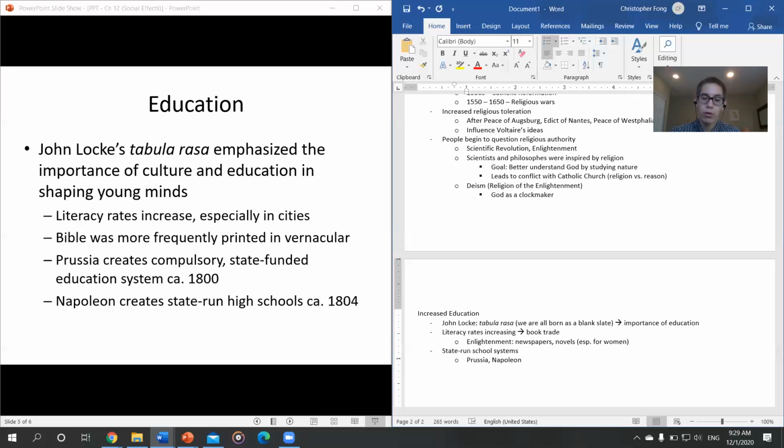And so these state-run school systems, I'm going to say, are maybe an example of enlightened absolutism. Because you have absolute monarchs like Napoleon Bonaparte who are using their absolute power to spread enlightened ideas through education and through schooling. It's a good example of enlightened absolutism.